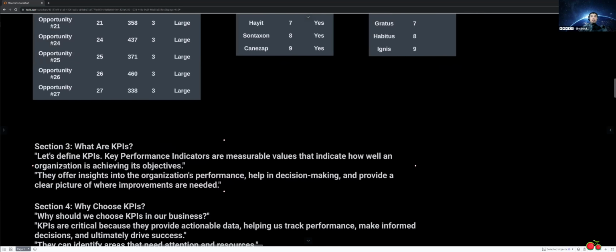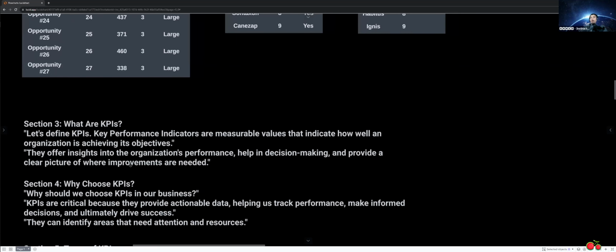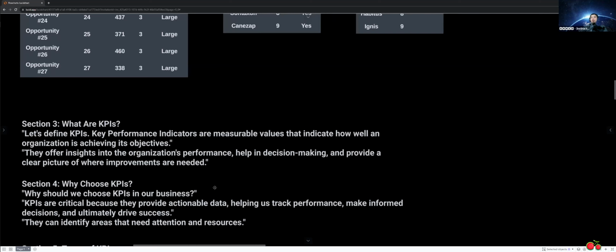So the KPIs, again, are measurable values that indicate how well an organization is achieving its objectives. Now, they offer insight into the organization's performance and help in decision making. So these are the KPIs' nature. Okay. Now, why do we choose a KPI? Why should we choose a KPI in our business?